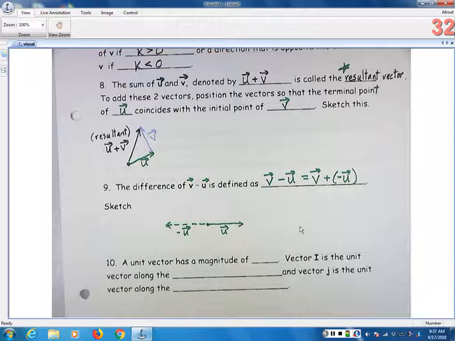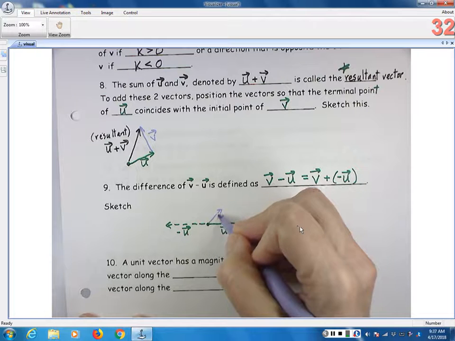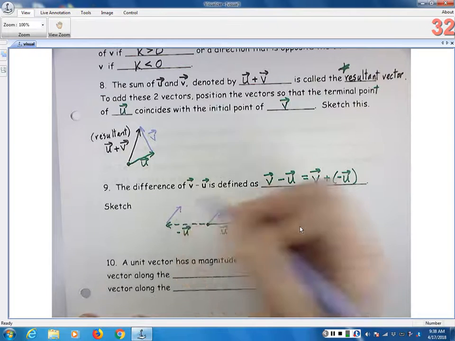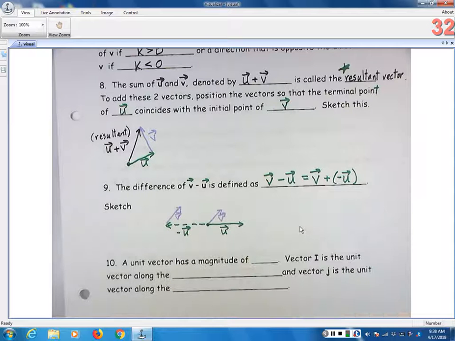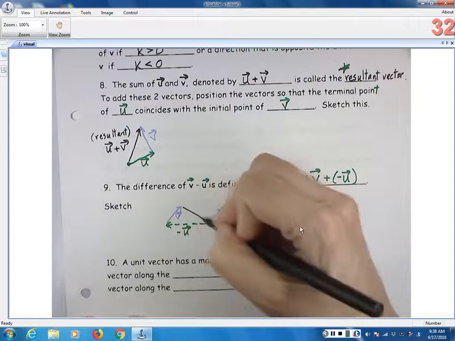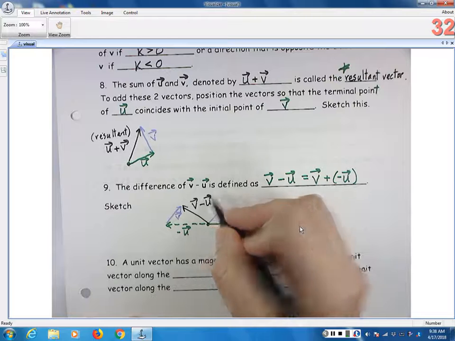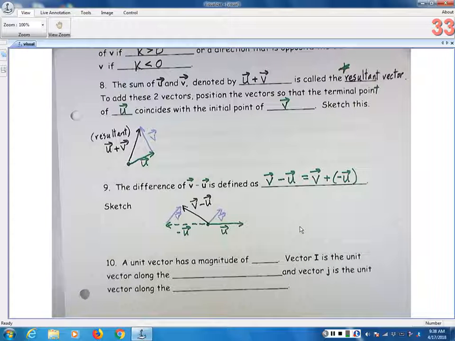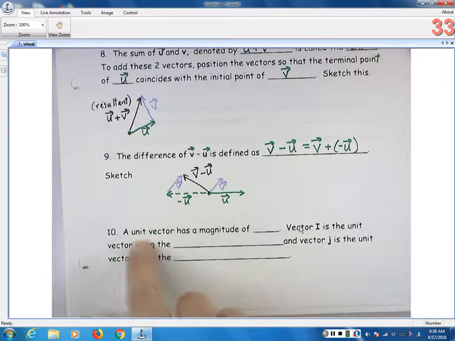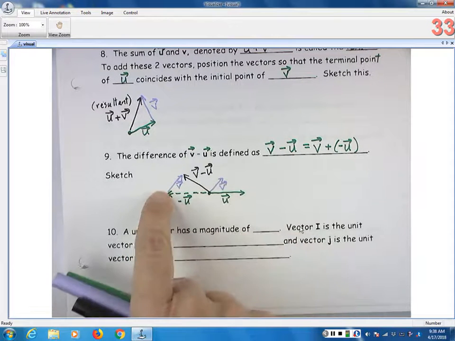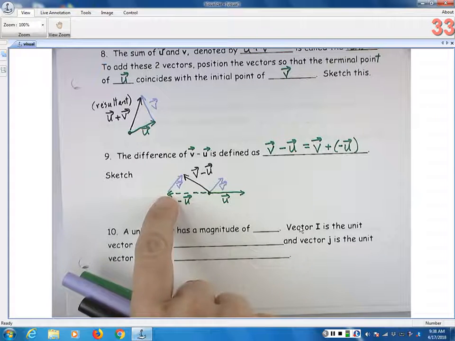If this is vector V, then we just add that in, and this is V minus U. And that's not called the resultant, unless you ask for the resultant of V and negative U, then it is. That's subtracting two vectors. But we'll do this with just numbers. These are the pictures. We have to move the vector V so its terminal point is on the ending point of negative U.